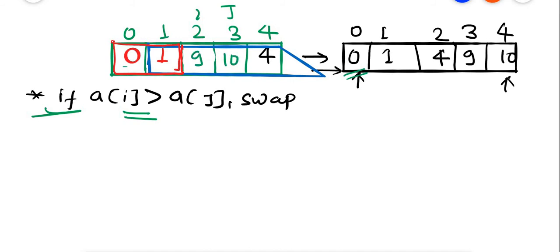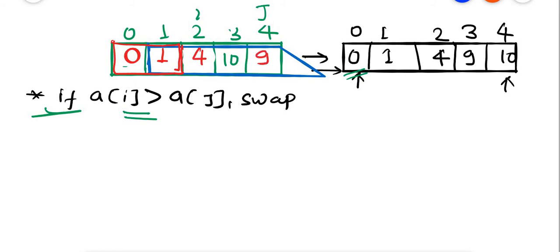Now after swapping the element, increment the index of j. Now j will be at this position. Now compare 9 with 4. Obviously this needs to be swapped because 9 is greater than 4. So at this position we'll have 4, and at this position we'll have 9.